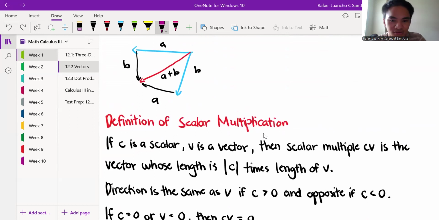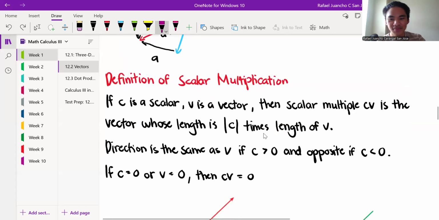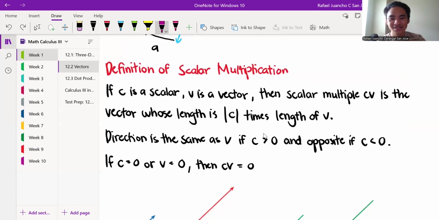And now we move on to scalar multiplication. So if c is a scalar, v is a vector, then scalar multiple cv is the vector whose length is c times the length of v. So the reason why we call this scalar is because we're multiplying it to the vector. And it's just so that the scalar is not the same as vector. Because if c was a vector, v is a vector, then it's confusing. So that's why we call it a scalar. And it also makes sense. Because if you're multiplying something by something, you're scaling, right?